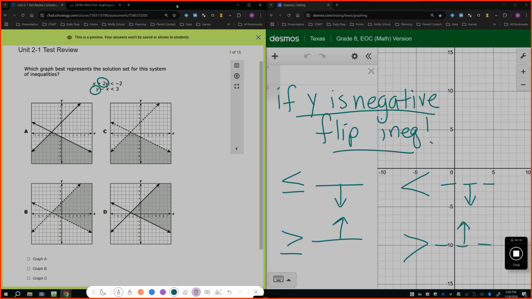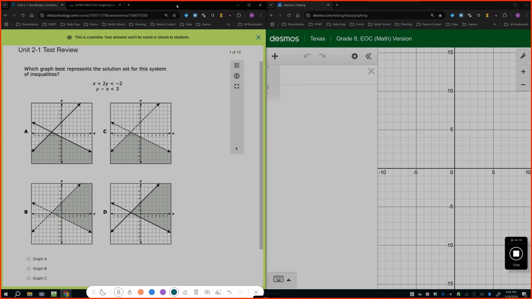So let's take a look at this problem now. First of all, it says, which graph best represents the solution set for this system of inequalities? Okay, so the first thing I'm going to do is look at the inequality sign itself. For both of these, they're both less than. Neither one of them has the or equal to sign, so that means it's not going to be either one of these two equations because they are solid lines, and we just said that if it's or equal to, then it's going to have a solid line, and we don't have or equal to.